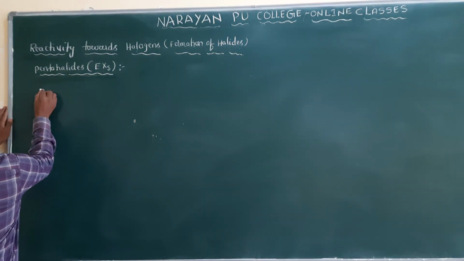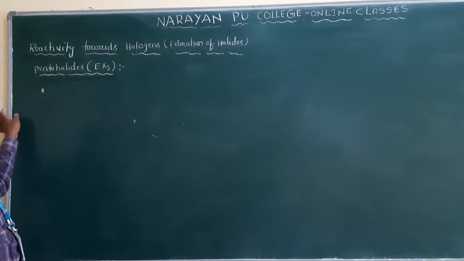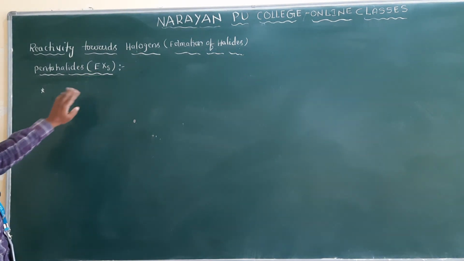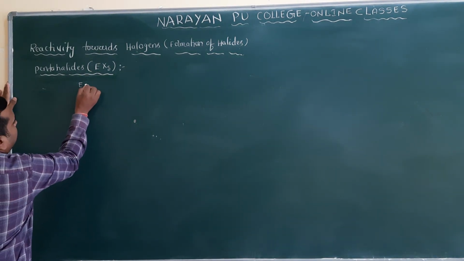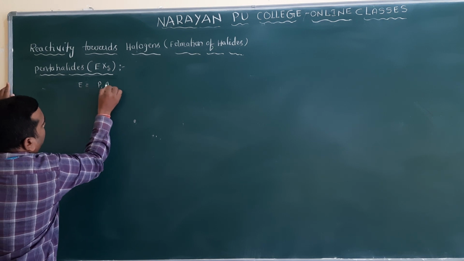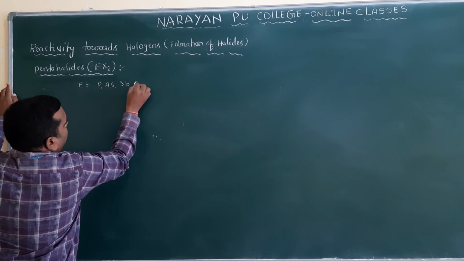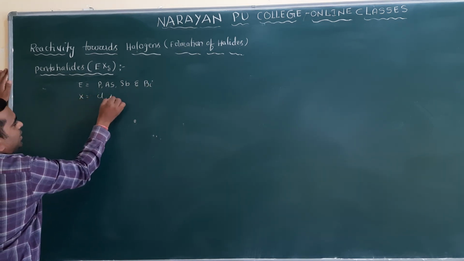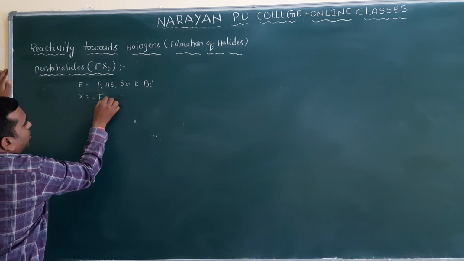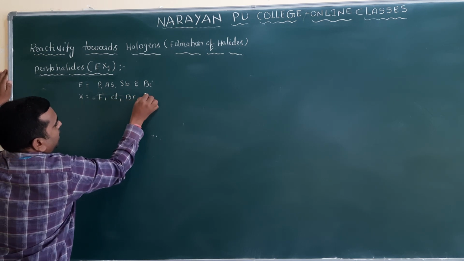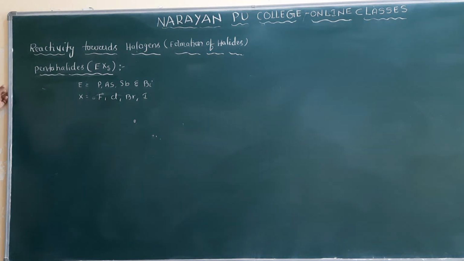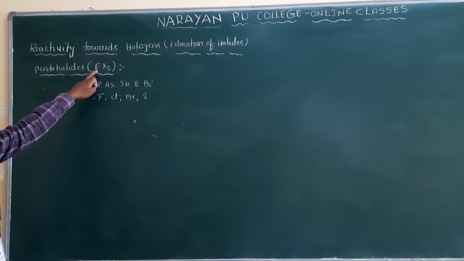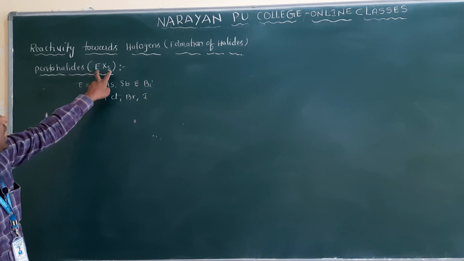In the pentahalides, E is equal to phosphorus, arsenic, antimony and bismuth. X can be fluorine, chlorine, bromine and iodine. Now, what is the hybridization of the central element in the pentahalides?